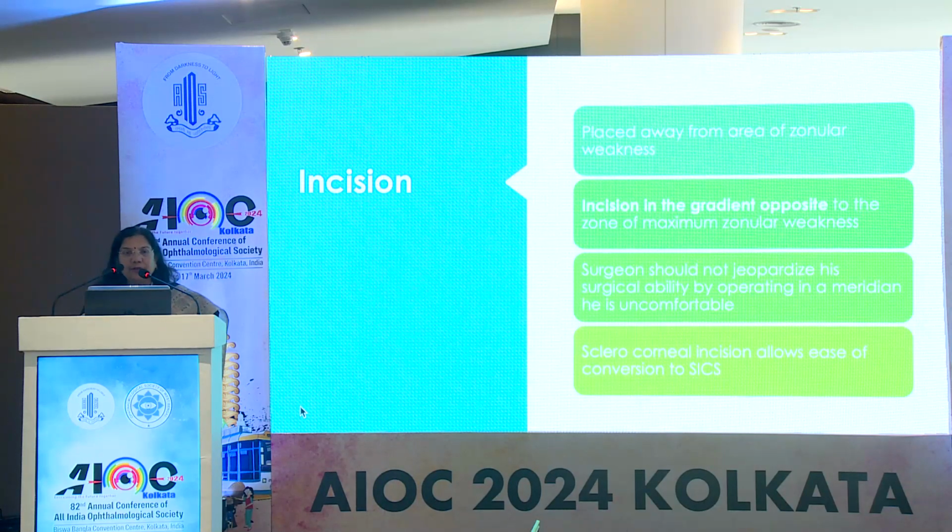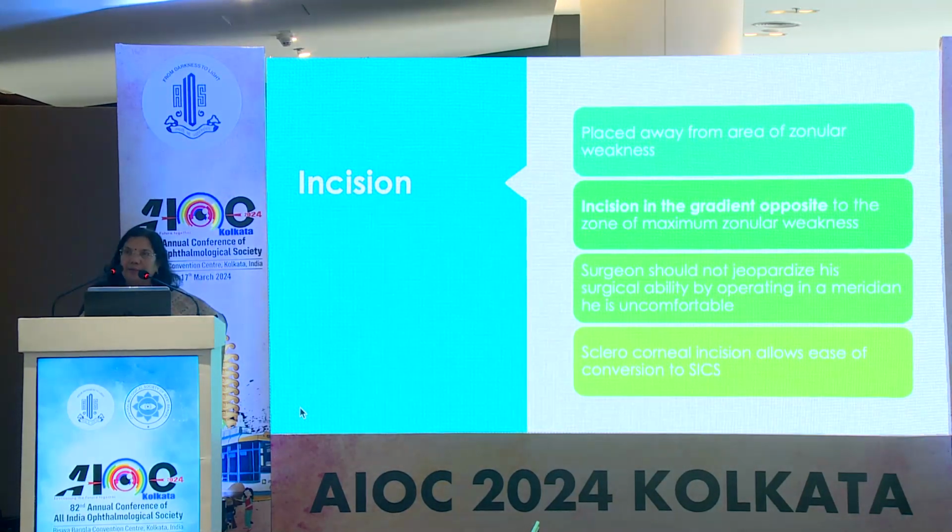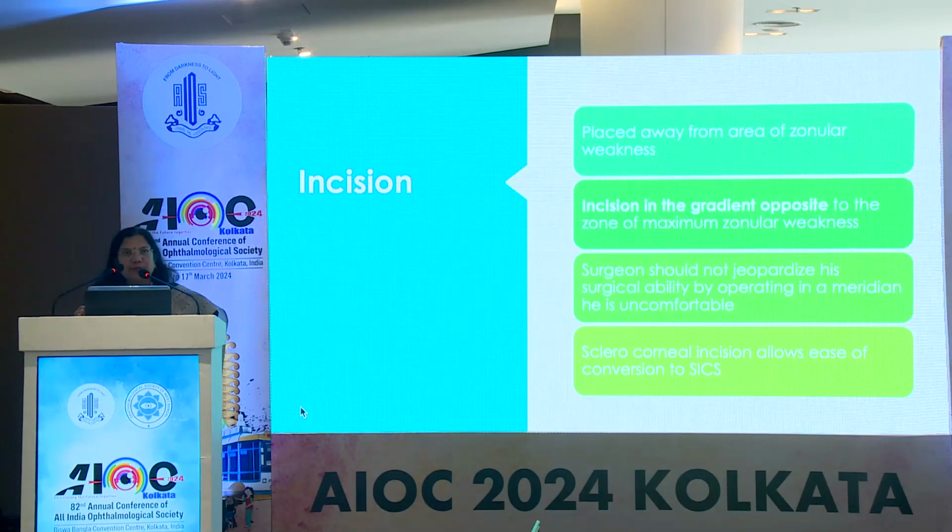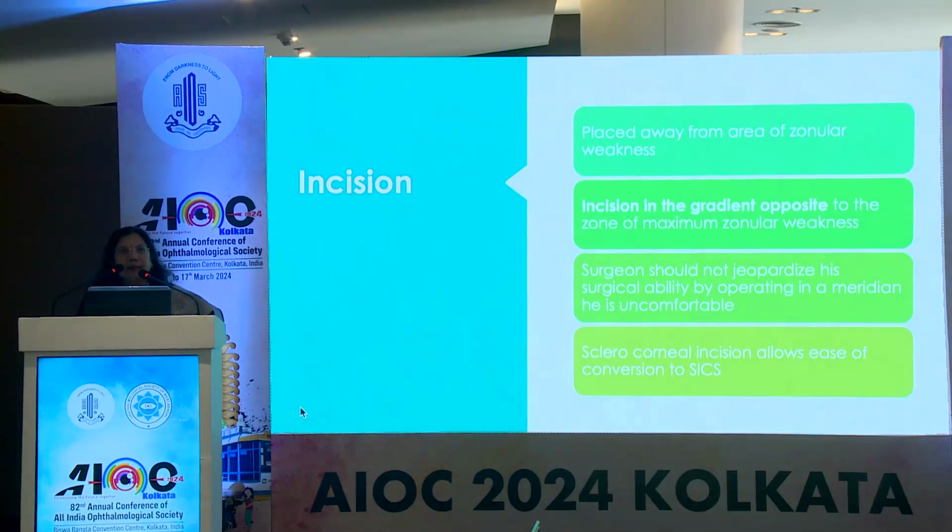Now, when you are planning the incision, normally you would do a superior or superior temporal incision in SICS, which is good because it is covered by the conjunctiva and the upper lid. But you should try to place the incision away from the zonular weakness, opposite to it if possible. If not possible, because you can't do an inferior incision or a temporal incision in a complicated surgery, you should not jeopardize your ability by trying acrobatics. You have to do it at the most reasonable and most scientific incision location possible, and then manage whatever comes your way properly by keeping a vitrectomy standby.